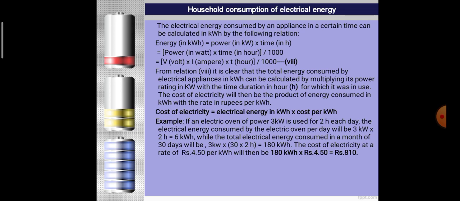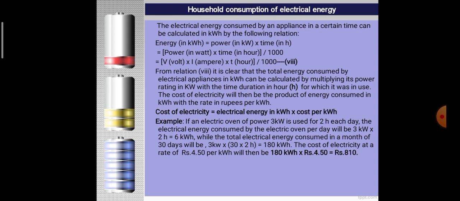Let's see the household consumption of electrical energy. The electrical energy consumed by an appliance in a certain time can be calculated in kilowatt hour by the following relation. Energy is power into time, that is, power in watt into time in hour divided by 1000. Power can be replaced by voltage and current, so energy is V into I into the time divided by 1000. From relation 8, it is clear that the total energy consumed by electrical appliances in kilowatt hour can be calculated by multiplying its power rating in kilowatt with the time duration in hour for which it was in use.